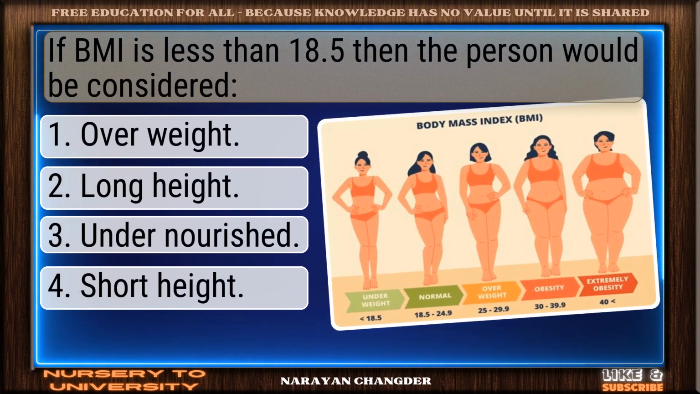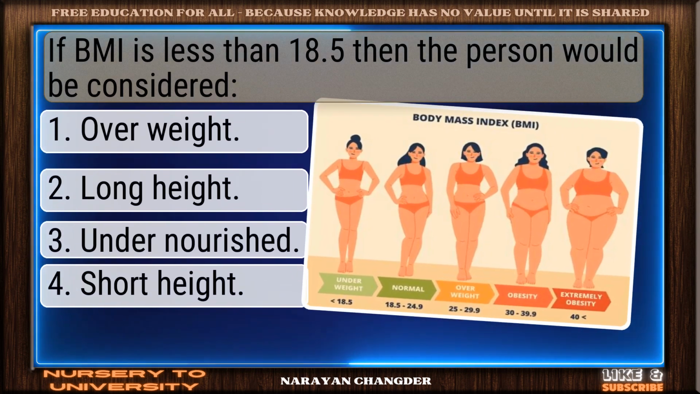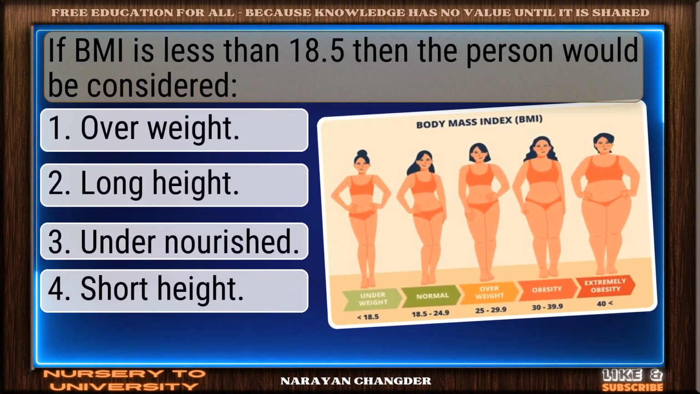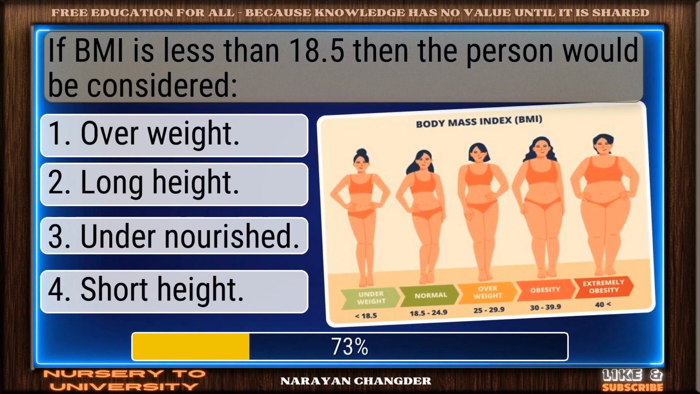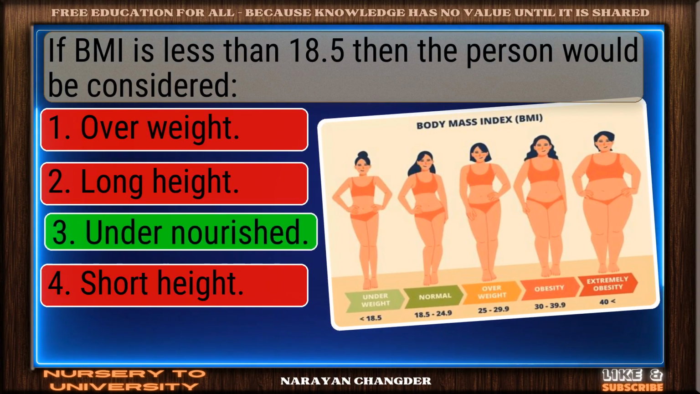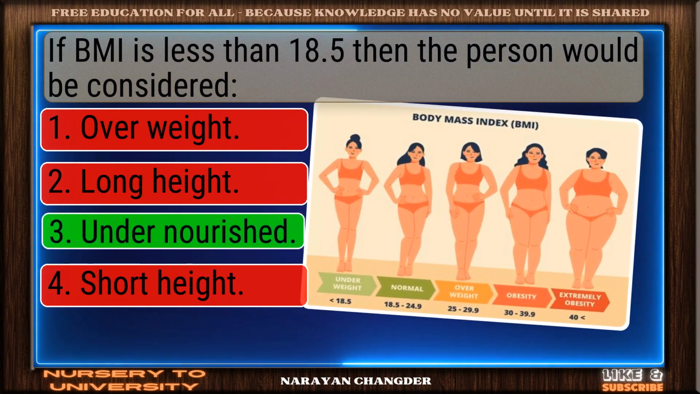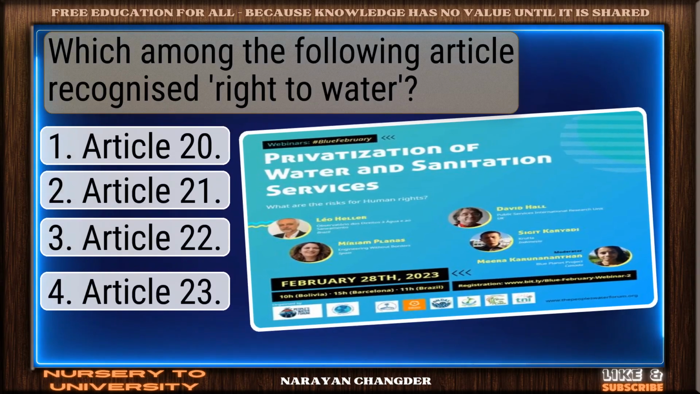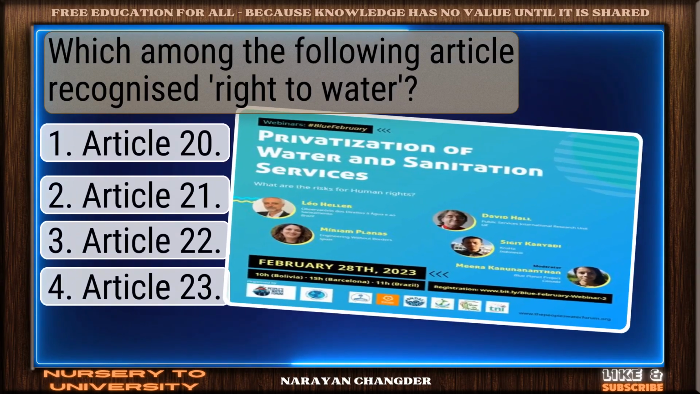If BMI is less than 18.5, then the person would be considered. Perfect. Undernourished is the one. Which among the following article recognized right to water?